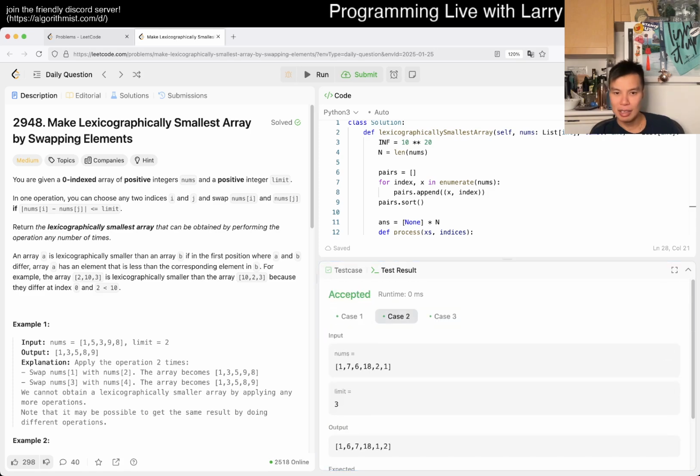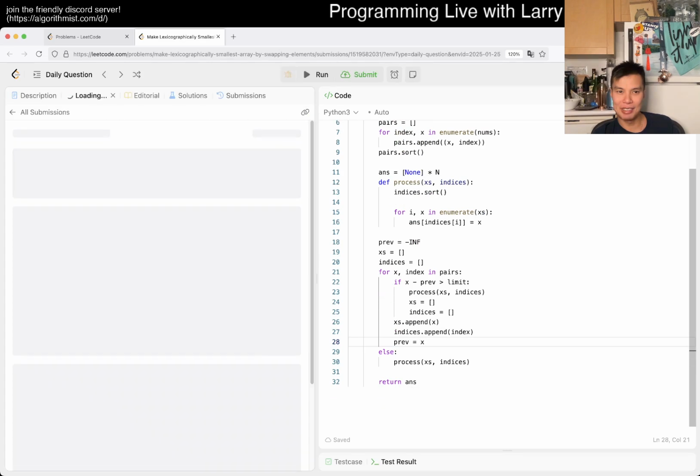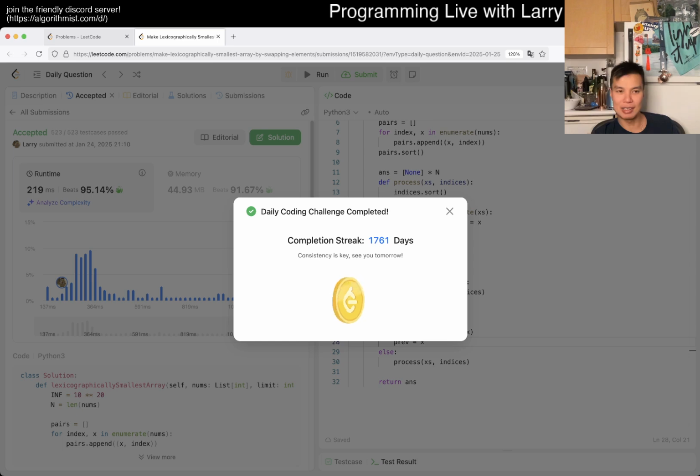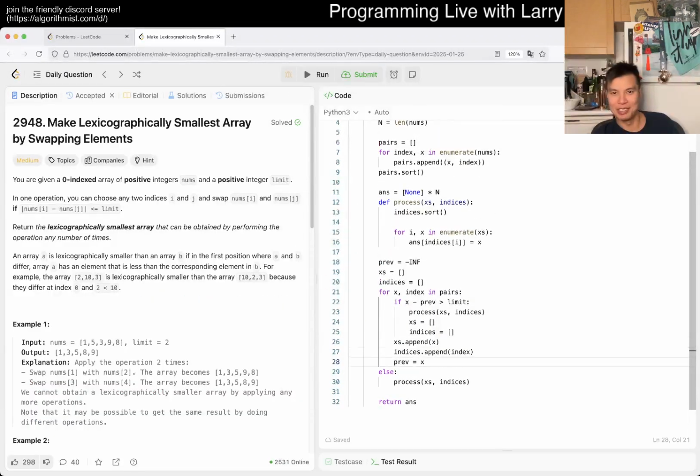Okay. Yeah. Looks okay, right? Silly mistakes as always. But yeah, let's give a quick submit, and hopefully I didn't do anything silly. And yeah, there you go, 1761 day streak. Bit of a fast complexity, that's okay. I mean, usually I'm slower.